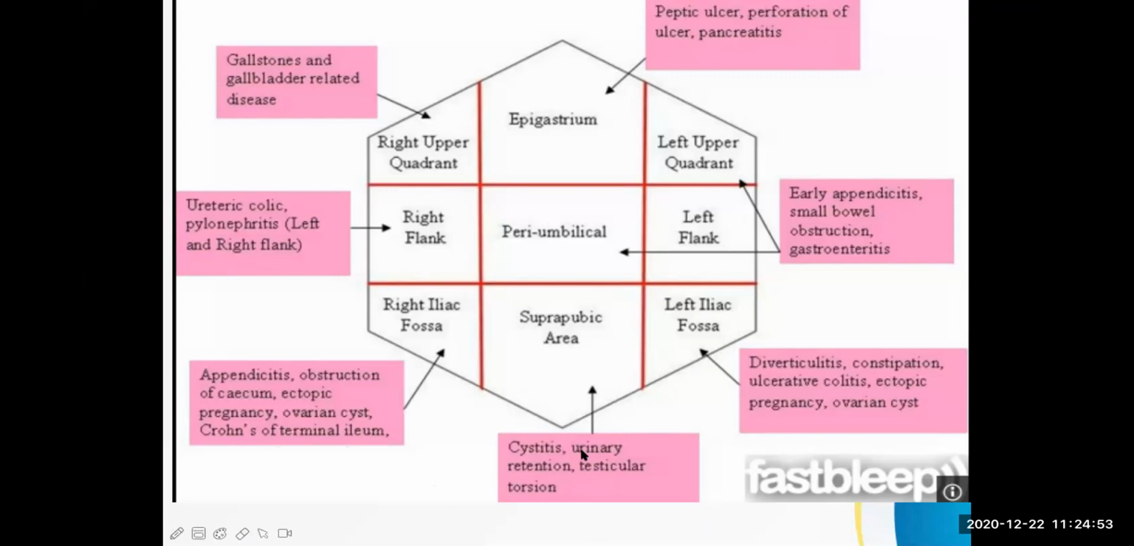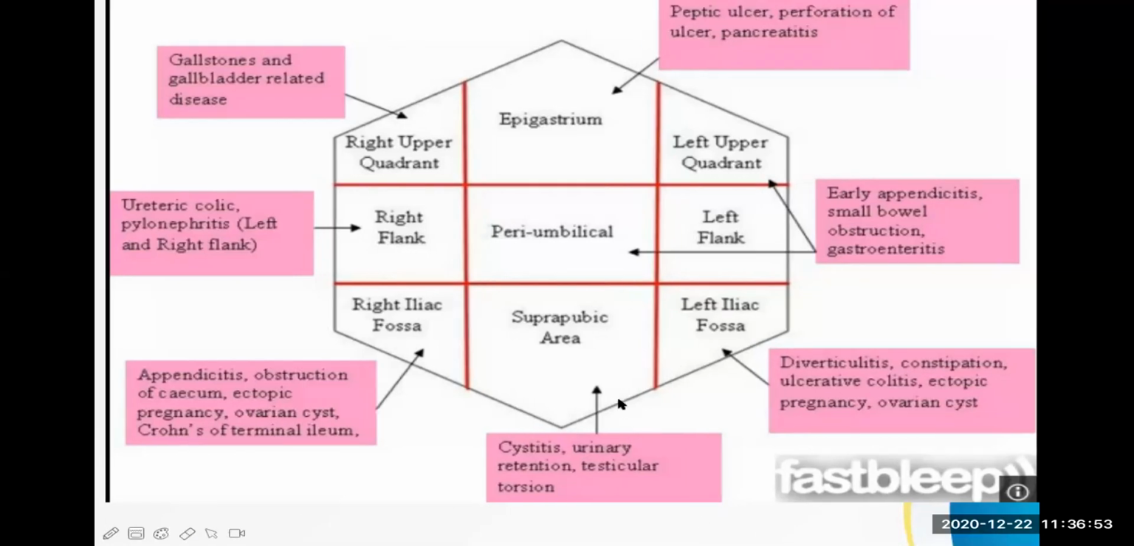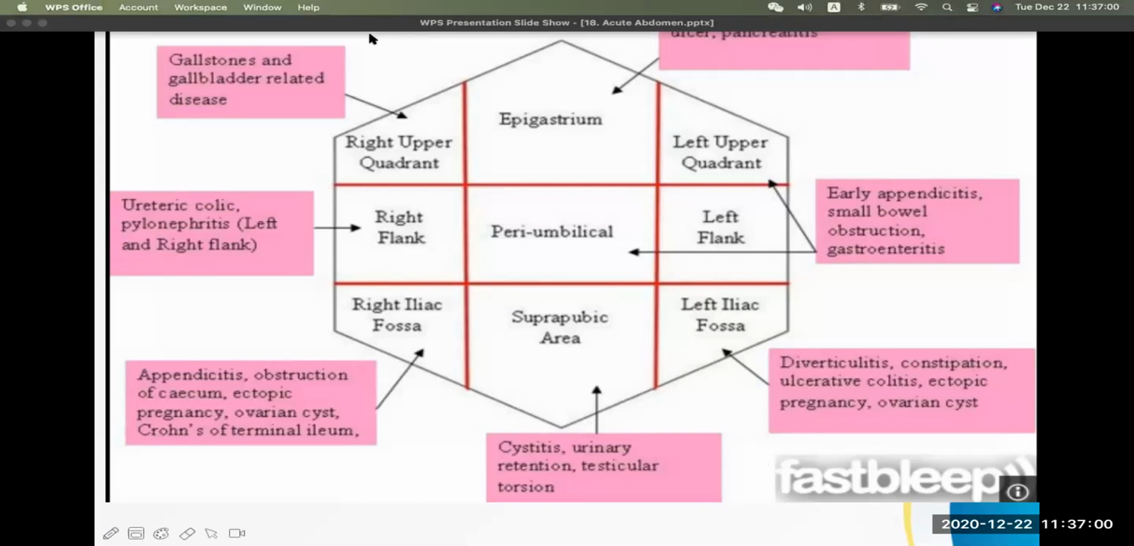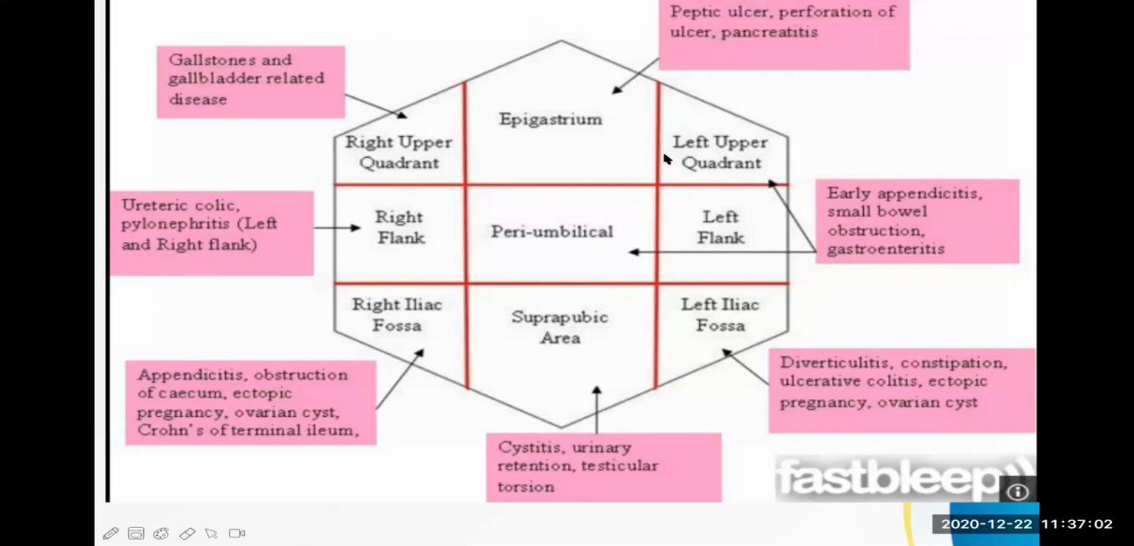Now, what about the suprapubic area? When pain occurs, we think about cystitis, urinary retention or acute urinary retention. That means acute obstruction of the urinary flow from the bladder. That is the most common cause, as well as torsion of the testes. That can also give rise to suprapubic area pain.